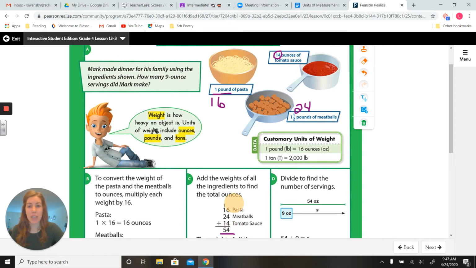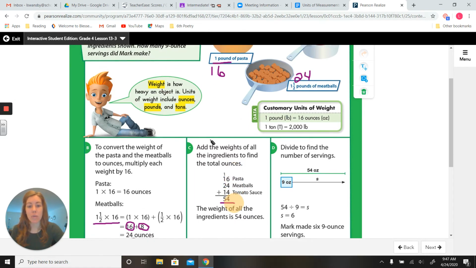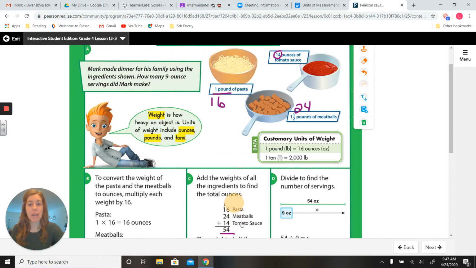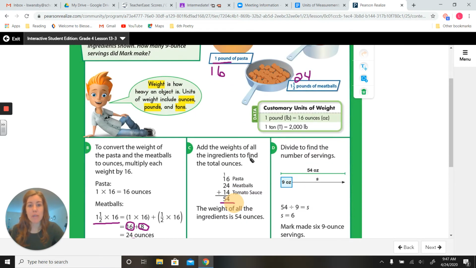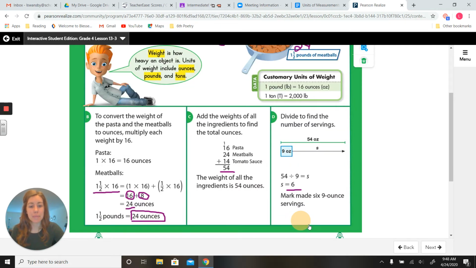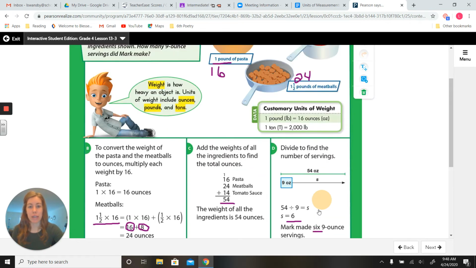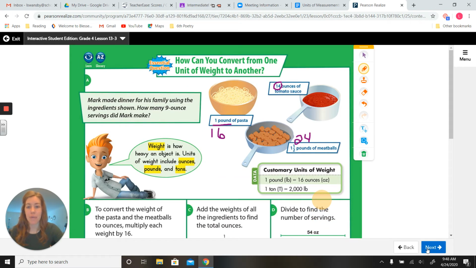Okay, and this last step, I had you ignore at first. How many 9-ounce servings did Mark make? So a total, he made 54 ounces, but we want to split that into 9 ounces. If we split something, we want to divide it up. So that's when you use your division. 54 divided by 9 equals, and that should be basic division. What times 9 equals 54? And it's 6. So Mark made 6 9-ounce servings. That would feed a family, I would say.